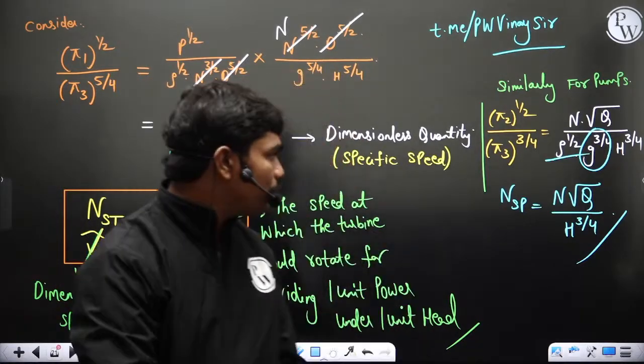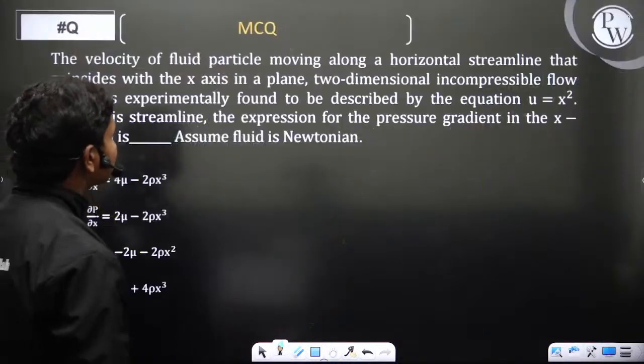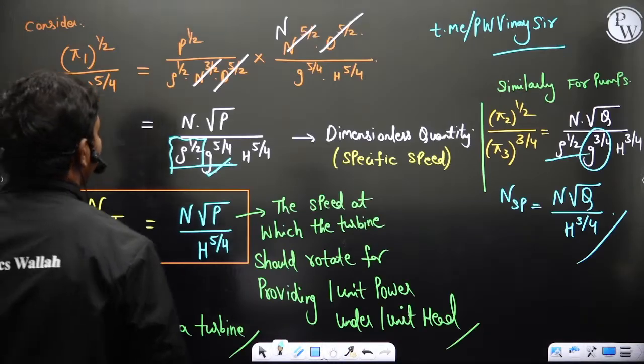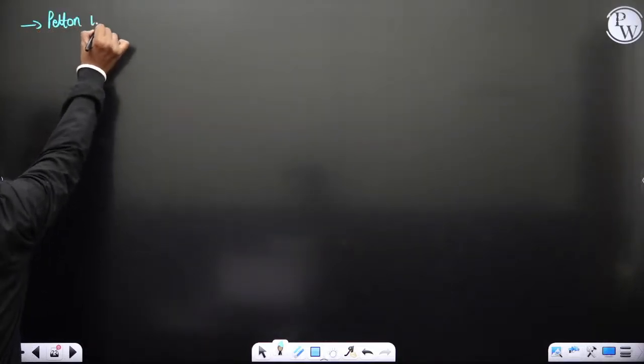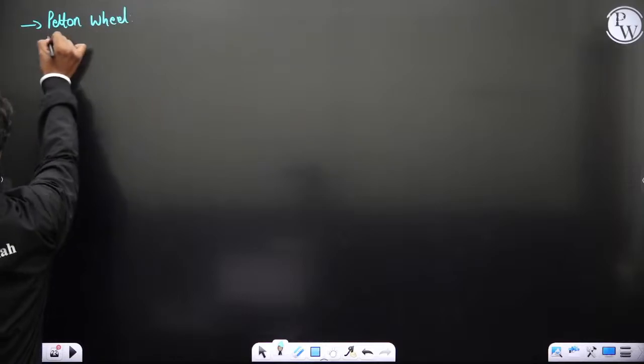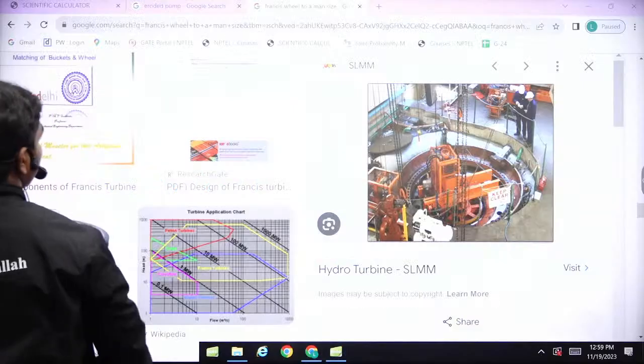After this much understanding of the basic dimensional flows, you can understand. Then let's have a quick discussion of the Pelton wheel. Normally I have shown you how Pelton wheels look.